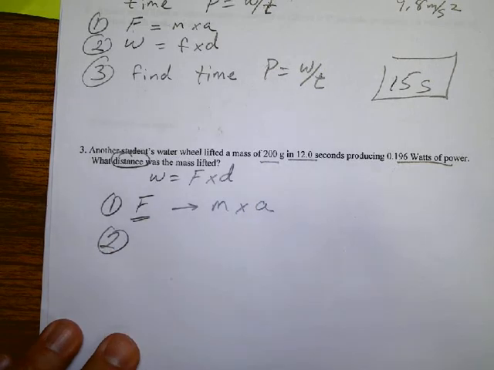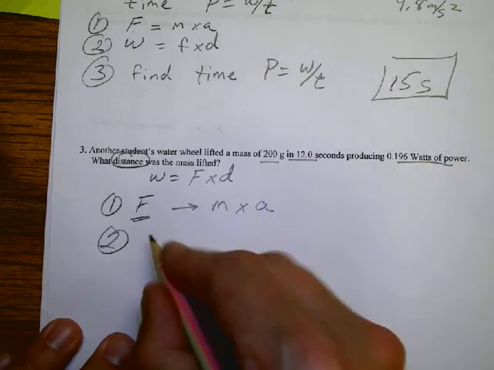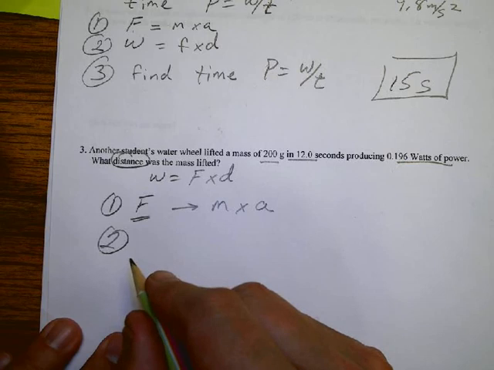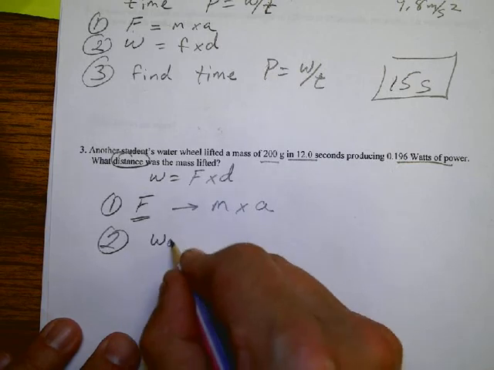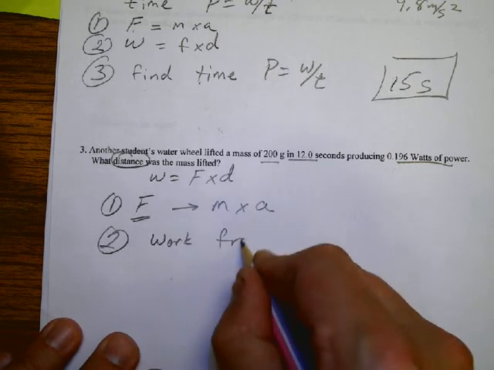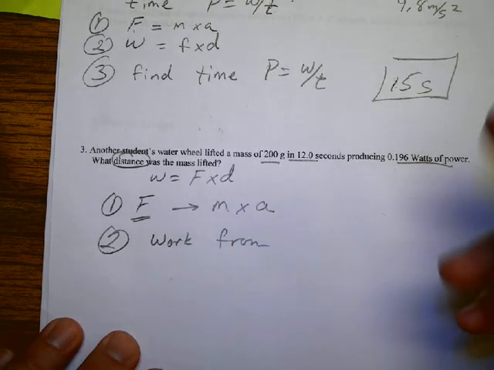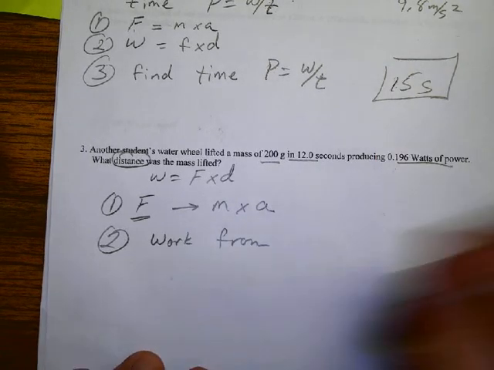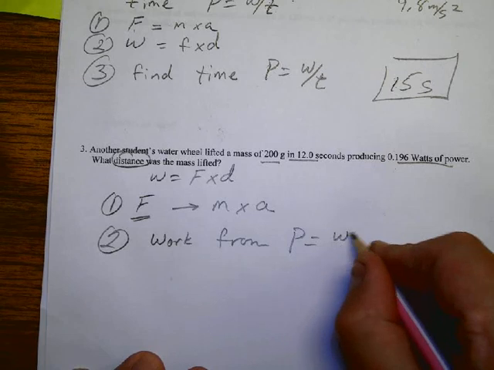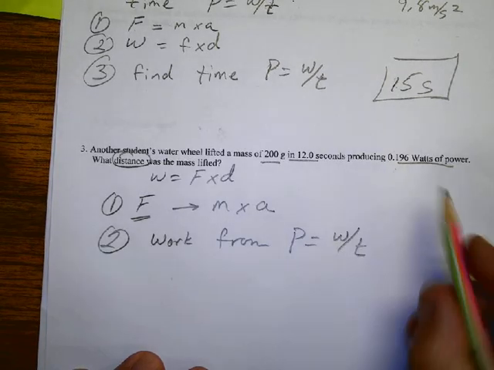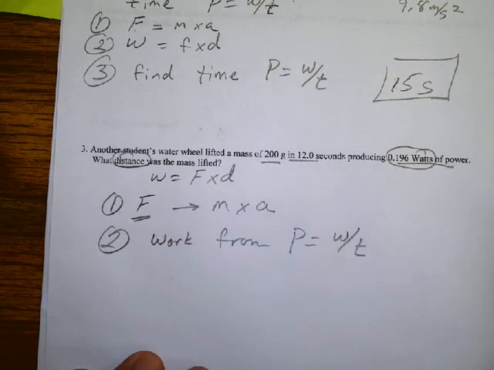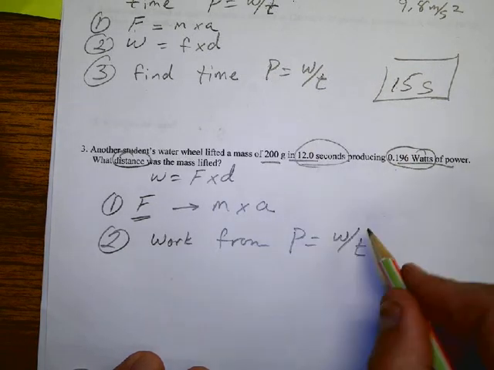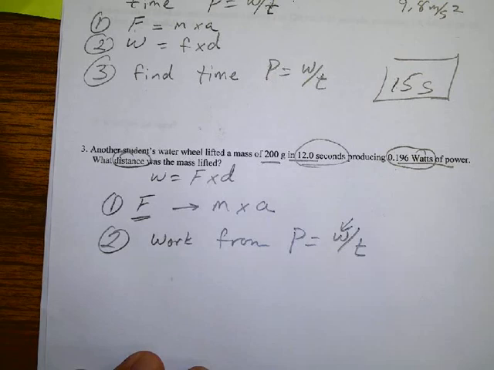For the second step, we'll have to do this in a different order. You need to find work from power equals work over time. You were given the power up here, 0.196 watts. You were given the time, so you can work backwards to find the W in the equation.